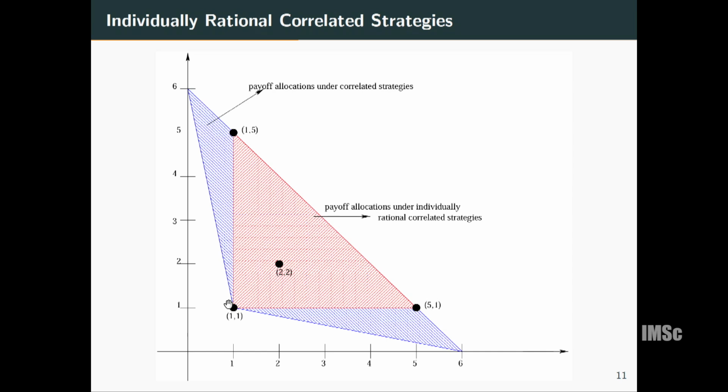Now, what will be the individually rational correlated strategies? Individually rational correlated strategies are those correlated strategies which give at least a utility of 1 to each player. So, that means it is this orange triangle. All these strategies here are individually rational correlated strategies. This will also be a closed and convex set. Prove this.